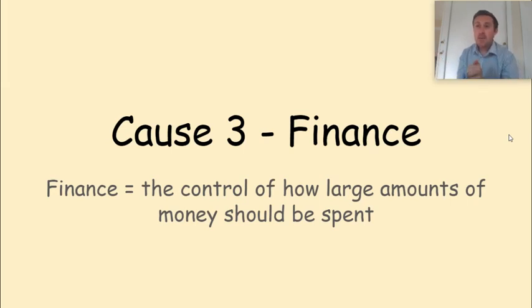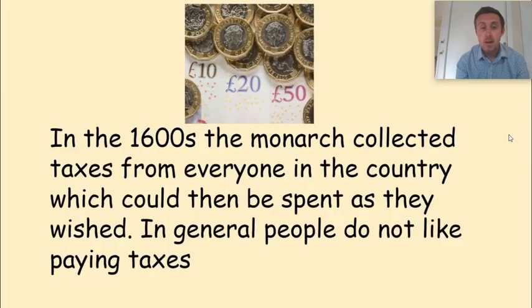Okay, now that we have the date and title, we can get started with this lesson. And this lesson is all about looking at another one of the causes of the Civil War, which was finance. And finance is all about the control of how large amounts of money should be spent. Now, in the 1600s, the monarch collected taxes from everyone in the country, which would then be spent as the monarch wished. But in general, people do not like paying taxes.